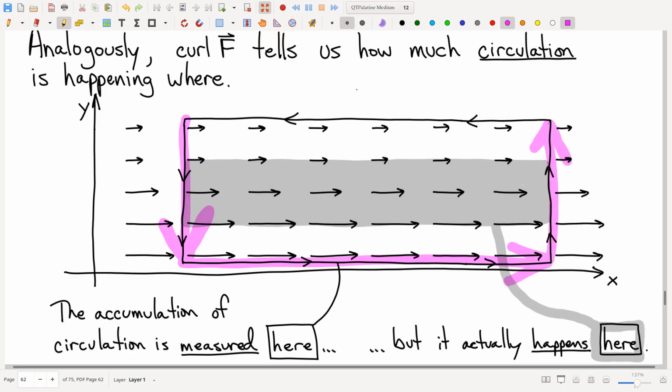Boundary circulation is computed as a line integral like that on that boundary. So that's where you measure that boundary circulation. But again, we've already discussed, just because you measure it there, that doesn't mean that's where it's actually happening. I claim this circulation that we see on the boundary is actually coming from the interior, and I claim that curl is going to tell us where it's happening.